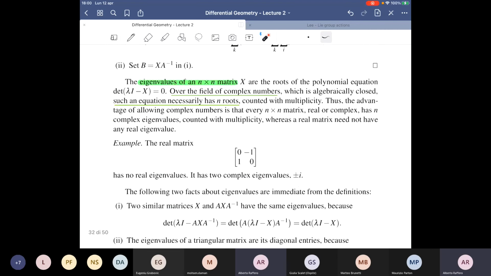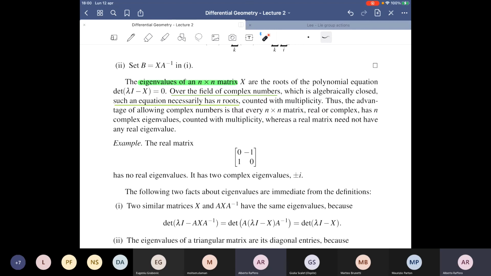To show that, one uses the eigenvalues theory, and I recall that the eigenvalues of a matrix are the roots of the polynomial equation defined in this way. And if we consider the field of complex numbers, we know that every polynomial has necessarily n roots counted with multiplicity.